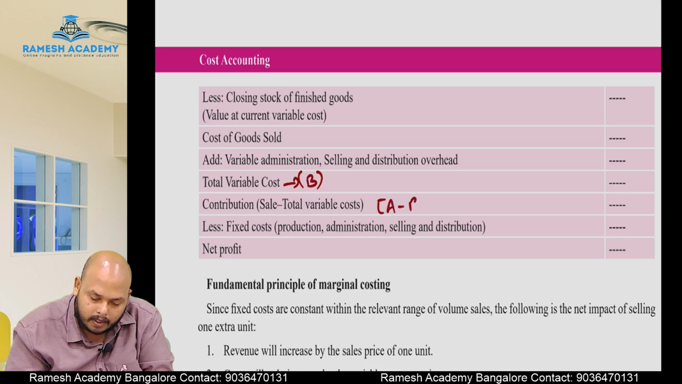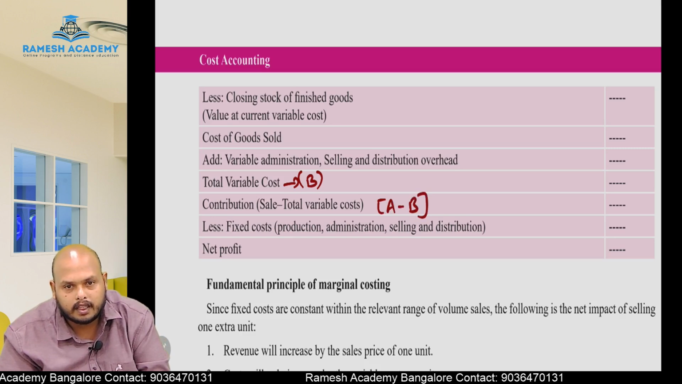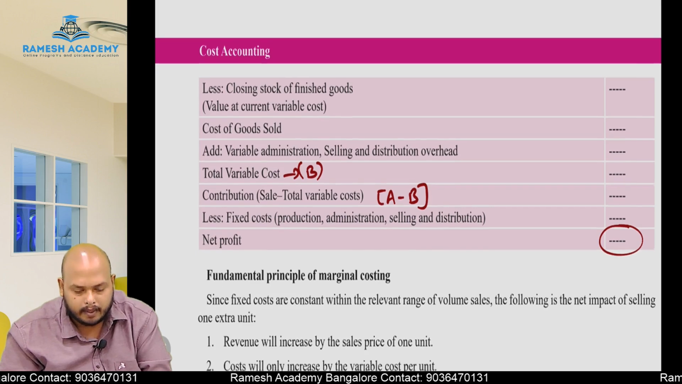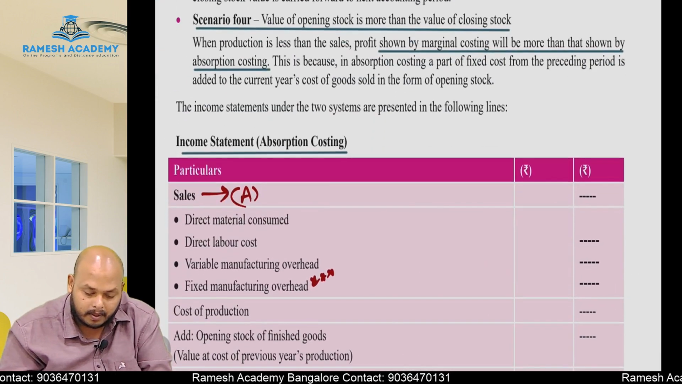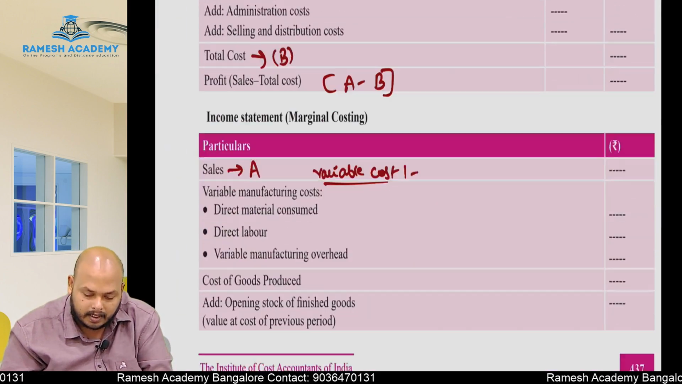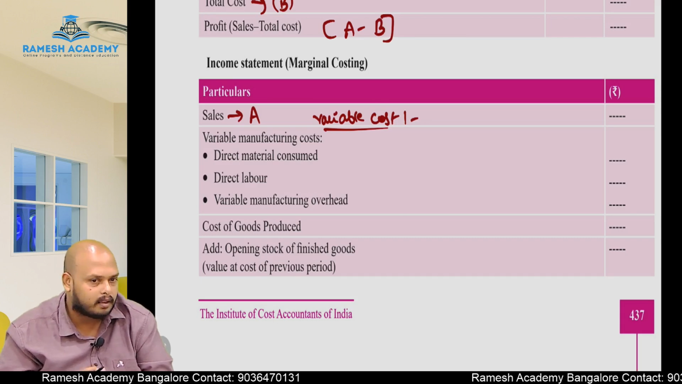A minus B is equal to contribution. From the contribution, if you minus fixed cost, then the resultant figure will be net profit. What is the difference between the absorption costing income statement and this? In absorption costing, we are considering fixed manufacturing overheads, whereas in the case of marginal costing, we are not considering fixed. That is the difference. Nothing else.